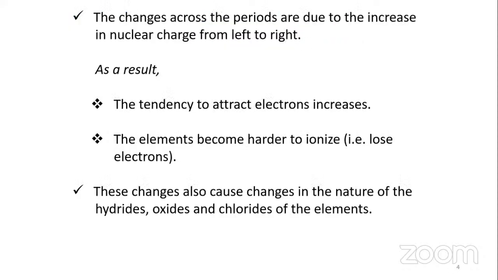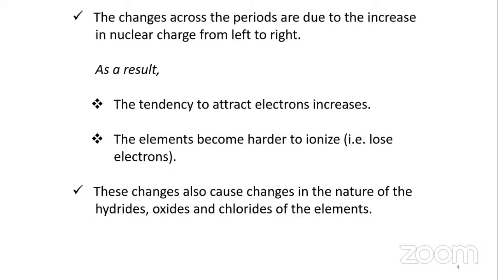Now, as we go across the period, there's an increase in the nuclear charge. As a result, the tendency of the atoms to attract electrons increases because the nuclear charge is increased. Also, the elements become harder to ionize, that is, ionization energy increases. So the tendency to lose the electrons decreases as we go across the period.